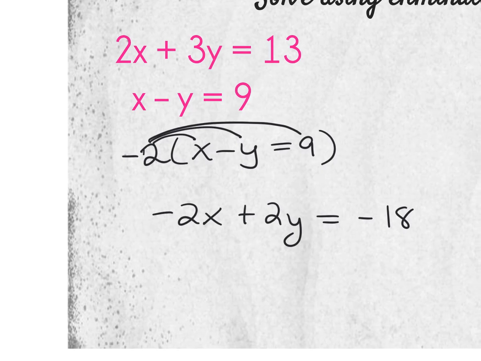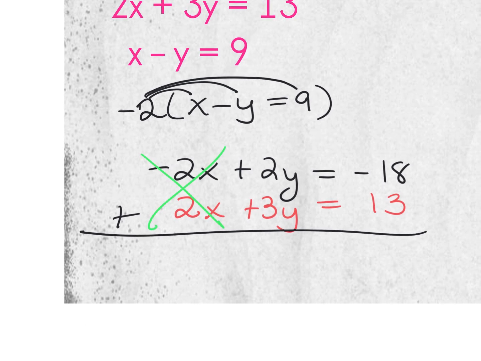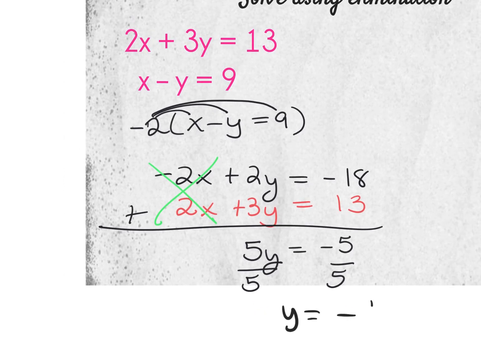Now I'm going to take my first equation and write it underneath. So 2x plus 3y equals 13. And now I'm going to combine the two equations, or add them together. Notice my x variable cancels out, and now I'm left with adding 2y plus 3y is 5y. -18 plus 13 is going to give me -5. Divide both sides by 5, and y is equal to -1.